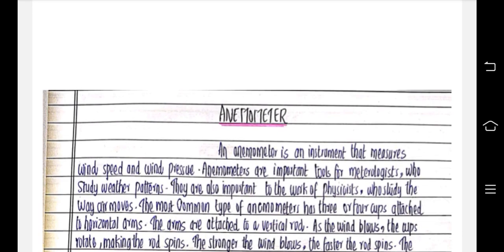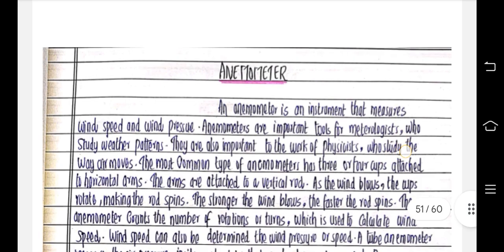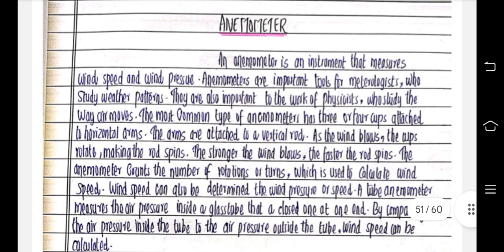Anemometer. An anemometer is an instrument that measures wind speed and wind pressure. Anemometers are important tools for meteorologists who study weather patterns. They are also important to the work of physicists who study the way air moves.